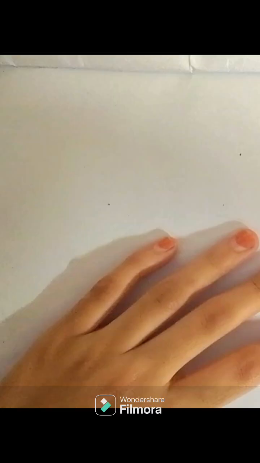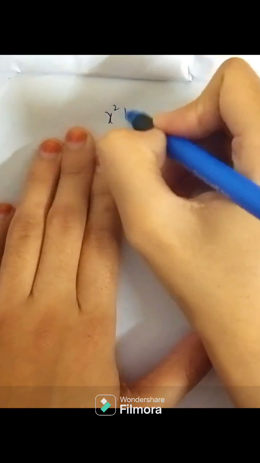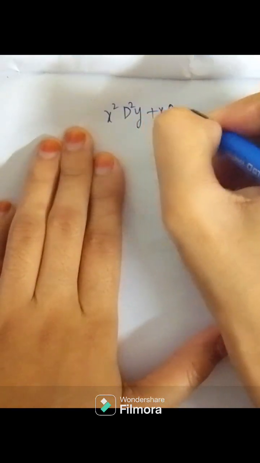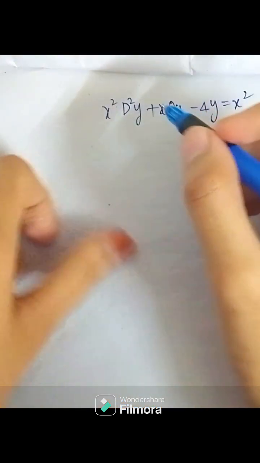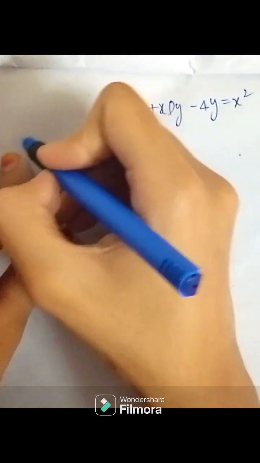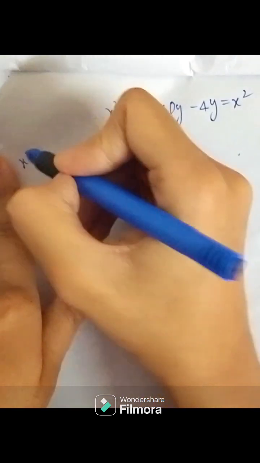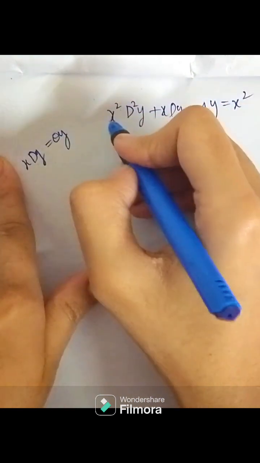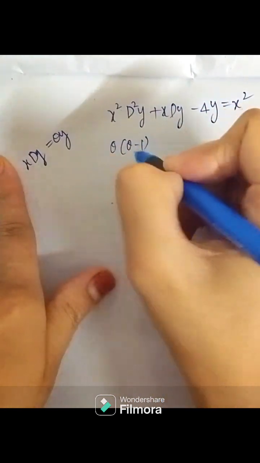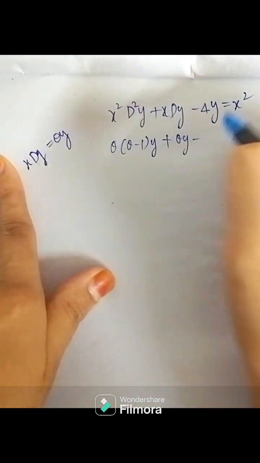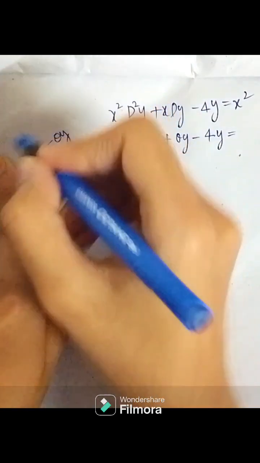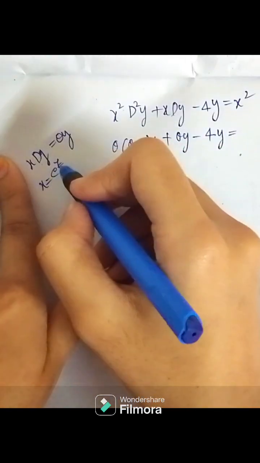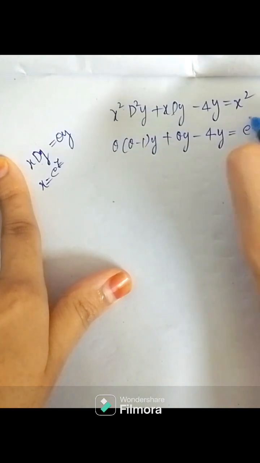x square d square y plus x dy minus 4y is equal to x square. Okay, this is the question. So now what did I tell you? x dy we write as theta y, x square d square y we write as theta into theta minus 1 into y, plus theta y minus 4 into y. So what is e power z? So we substitute, no? So x is e power z. So this will be e power 2z.